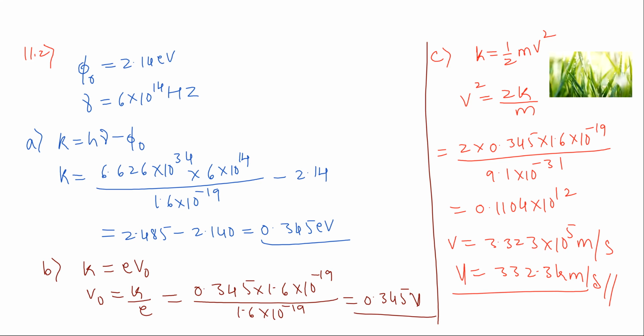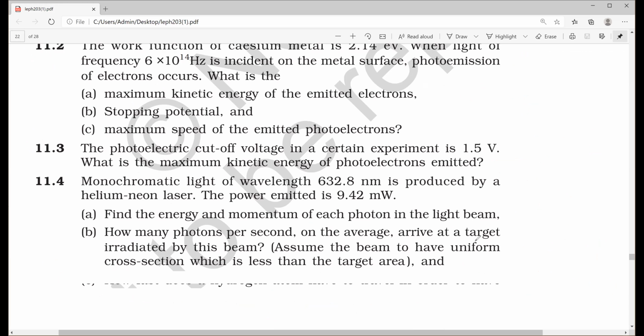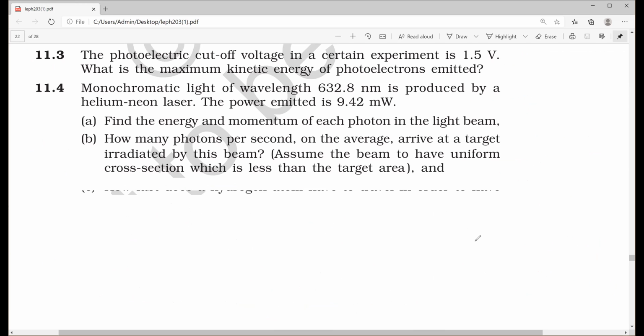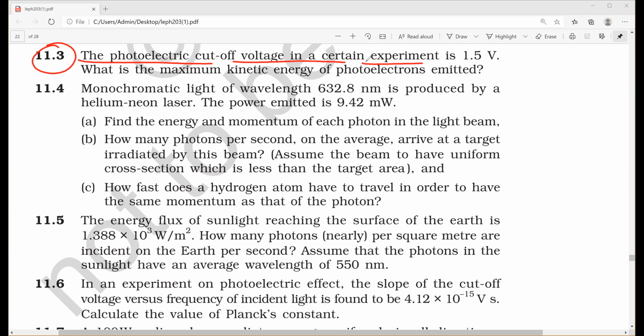So next we shall move to 11.3. So what they asked, so 11.3 ನೋಡ್ರಿ. So here the photoelectric cutoff voltage in a certain experiment is 1.5 volt. What is the maximum kinetic energy of photoelectron emitted ಅಂತ question ಕೇಳಿದಾರ. So let us see how to solve this one. So this is 11.3.